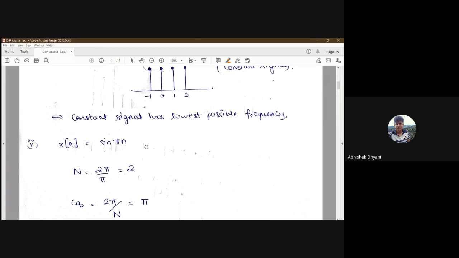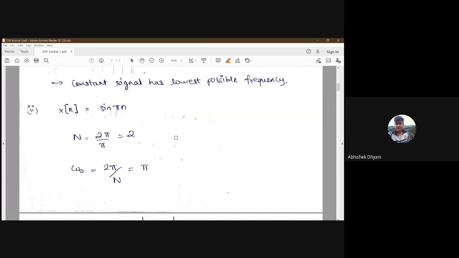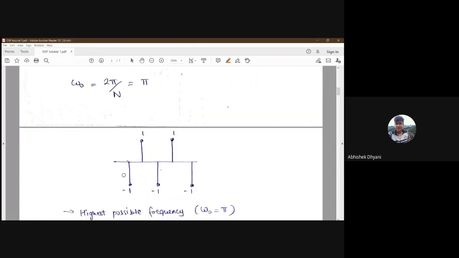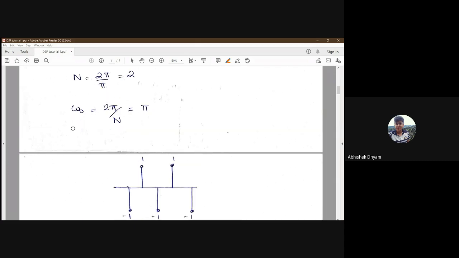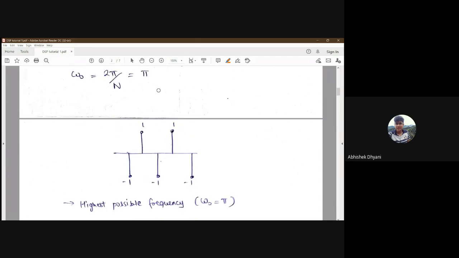So again, let's try to plot this signal. And when we do that, we will notice that it looks something like this. At every other time step, it has an opposite magnitude of the previous one, and that is because it has omega naught, or the fundamental frequency, equal to pi. So omega naught equals pi is the highest possible frequency for discrete time sinusoids.